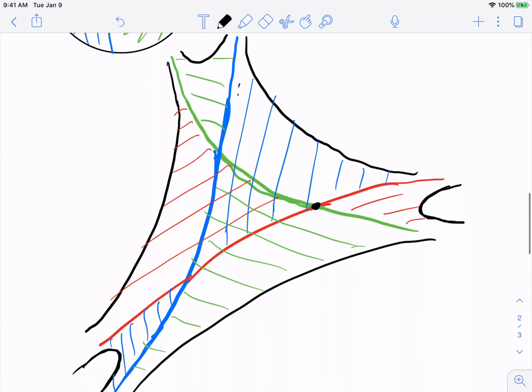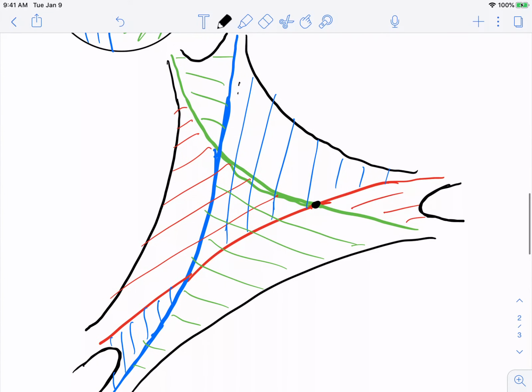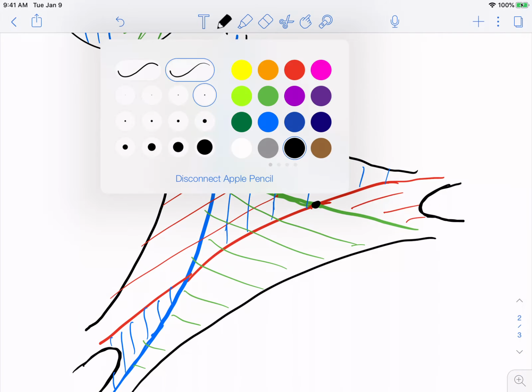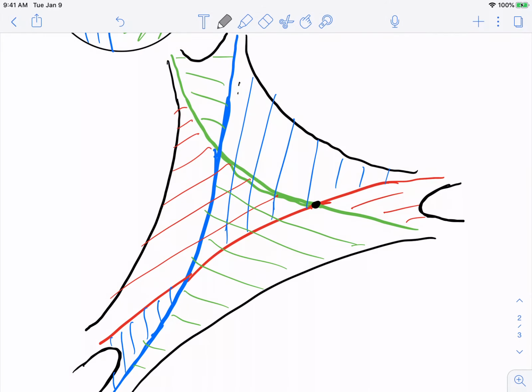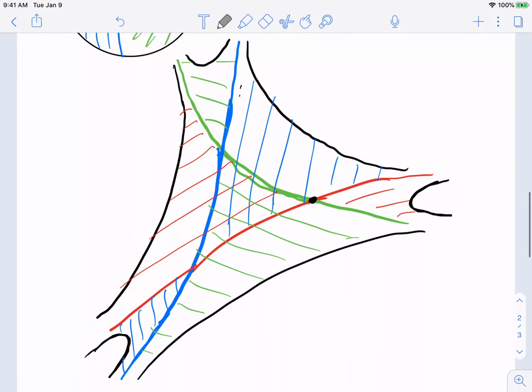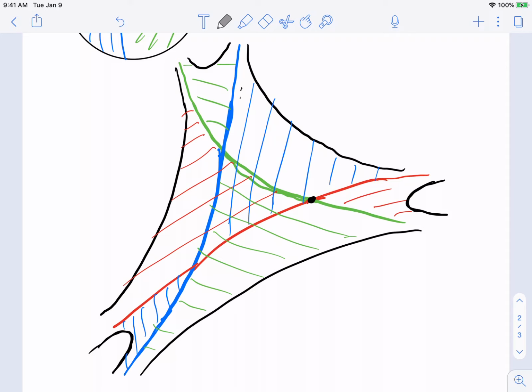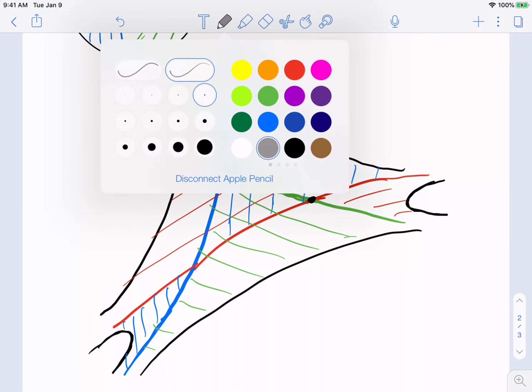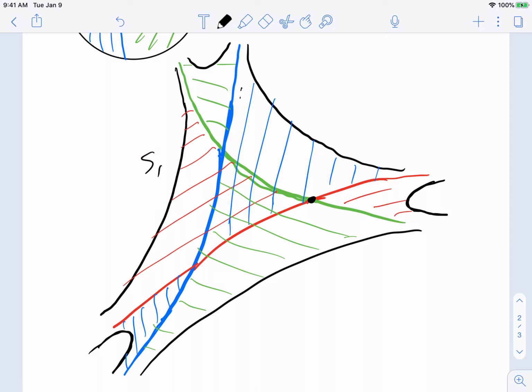Okay, but what is the area of an ideal hexagon? We don't know. All we know is the area of an ideal triangle. How can we use that? Well, in this picture, there are some ideal triangles. So for instance, let me label these sides. Side 1, side 2, side 3, 4.